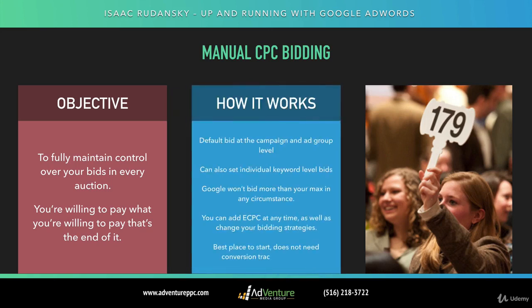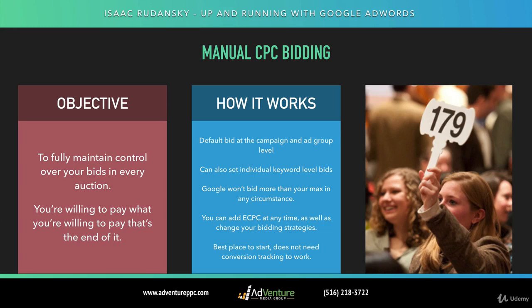It works very simply, right? Your default bid you set at the campaign level and the ad group level. You can also set individual bids at the keyword level after you create your campaign and your ad group, but your ad group's always going to have a default bid and your campaign's always going to have a default bid. We'll talk more about default bids in a second when we go and set them inside of our account. Google will not bid more than your max in any circumstance. You could also add enhanced CPC at any time, and you could also change around to other bidding strategies.